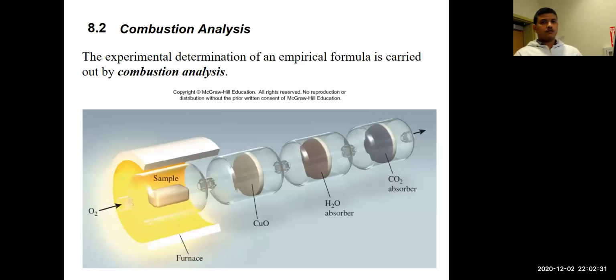Hi, hello, welcome to part 2 of chapter 8. In this section, we are going to talk about a topic called combustion analysis and how it is useful to identify the empirical formula as well as the molecular formula given certain information.